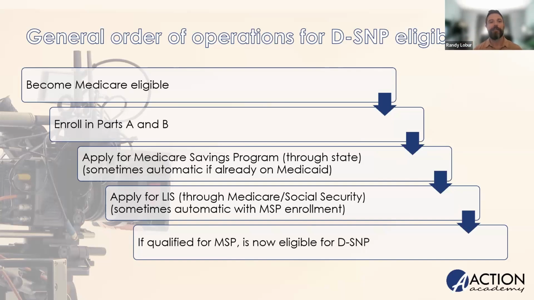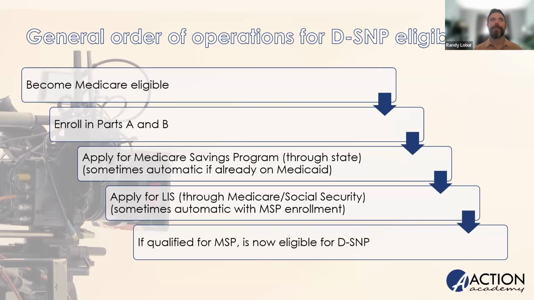The second ingredient that we'll need to think about is LIS, or low income subsidy, or extra help. And that program, again, is administered by Medicare through the Social Security offices. Generally speaking, it is an automatic process. So when someone qualifies for certain Medicare savings programs, they should also be automatically entered into the LIS program. But sometimes that doesn't happen.